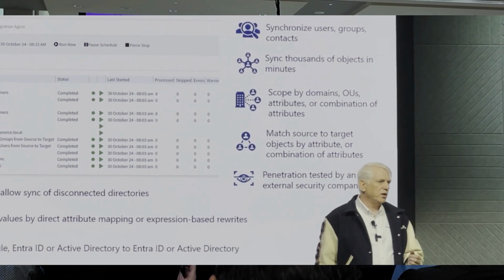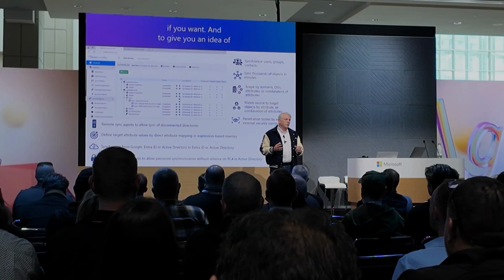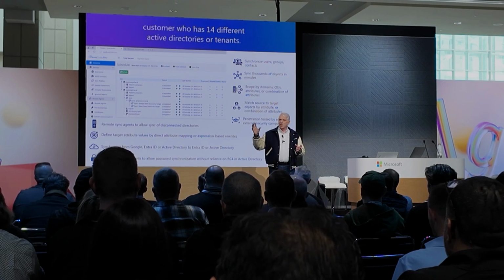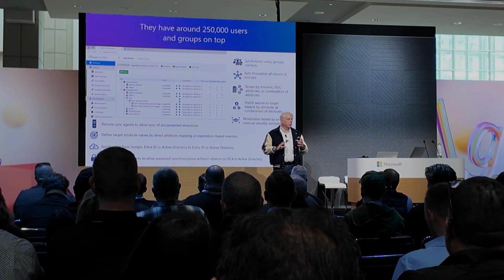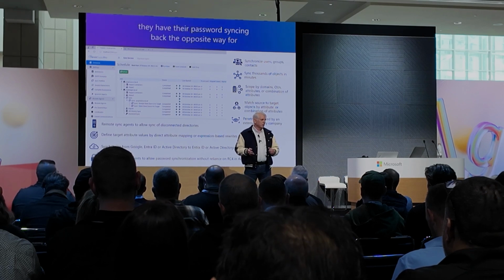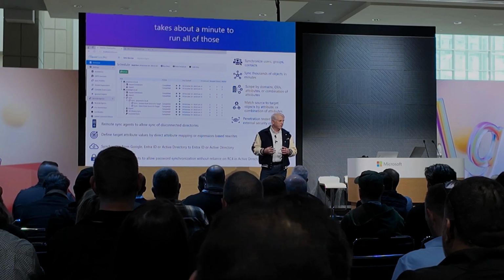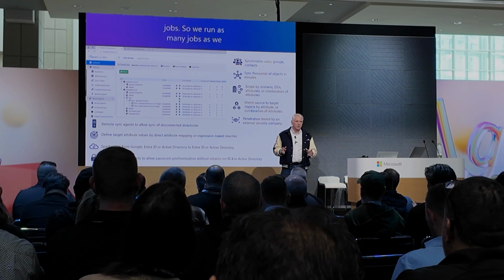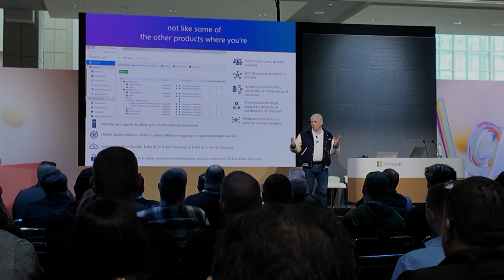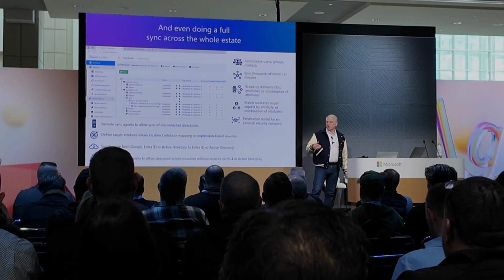And to give you an idea of the speed, we have one customer who has 14 different Active Directories or tenants. They have around 250,000 users and groups on top of the 250. And then they have their password syncing back the opposite way for backward compatibility. We run that sync every quarter of an hour, and it takes about a minute to run all of those jobs. So we run as many jobs as we can in parallel, and it is fast. It's not like some of the other products where you're waiting. It's pretty quick. Even doing a full sync across the whole estate takes about 20, 30 minutes to do the whole thing. But obviously you don't have to do that. It does deltas as you go.